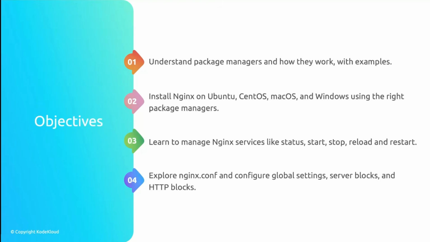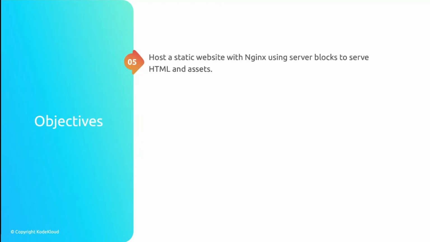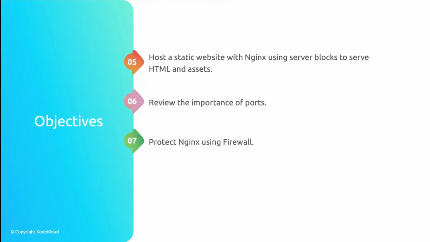We're also going to explore the structure of the nginx.conf file. Very, very important. And we'll walk through what the global settings are, server blocks, HTTP blocks, etc. After that, we're hosting a simple static website using Nginx. We're going to use our server blocks, and we'll serve some HTML content. We're going to also discuss what ports are, very important. We're going to be using UFW, Uncomplicated Firewall, and we're going to protect our website using this firewall.